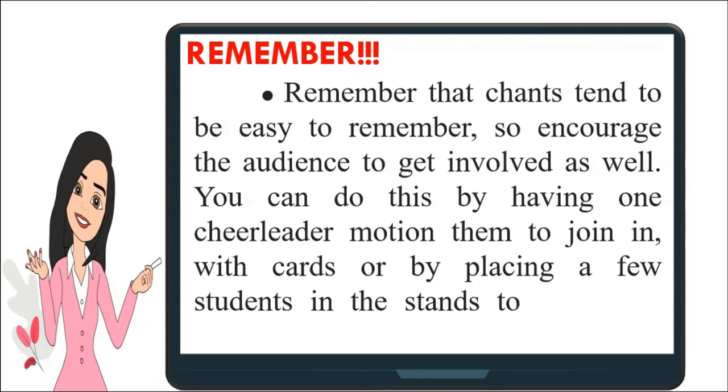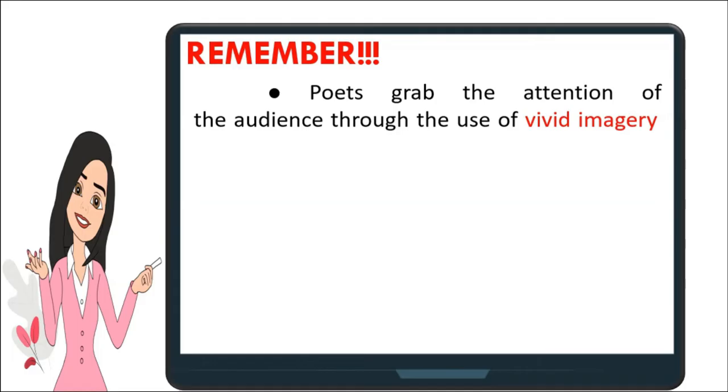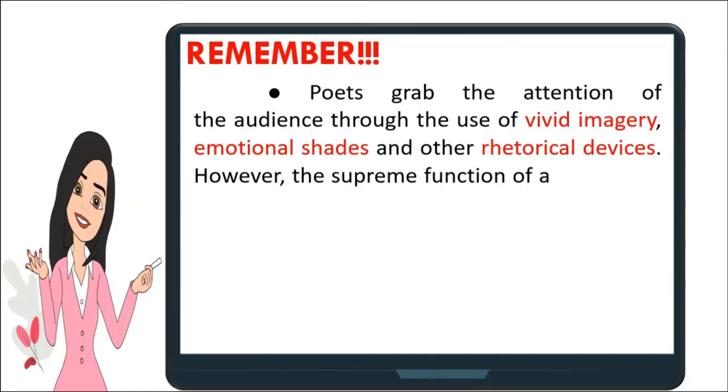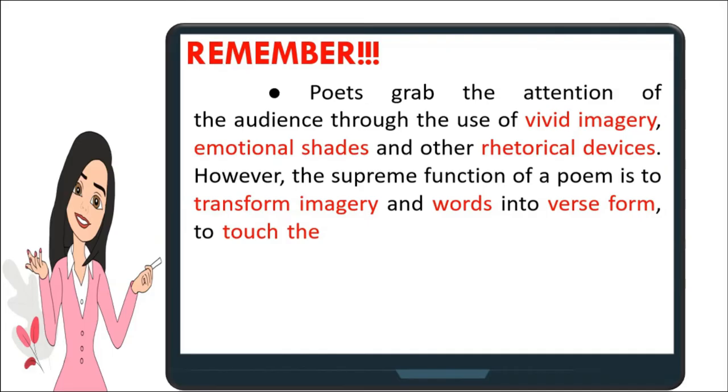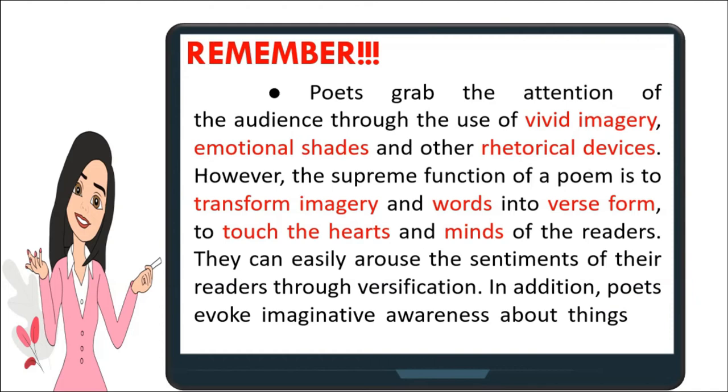While for poems, poets grab the attention of the audience through the use of vivid imagery, emotional shades, and other rhetorical devices. However, the supreme function of a poem is to transform imagery and words into verse form to touch the hearts and minds of the readers. They can easily arouse the sentiments of their readers through versification. In addition, poets evoke imaginative awareness about things by using a specific diction, sound, and rhythm.